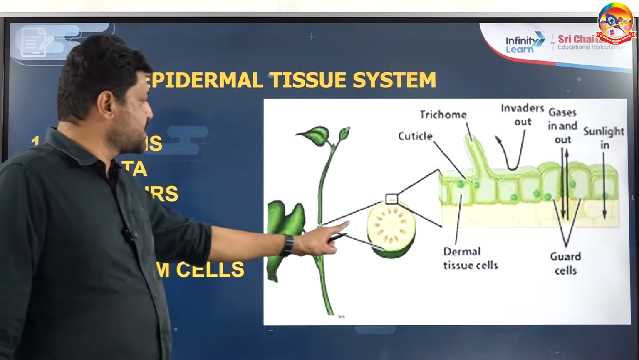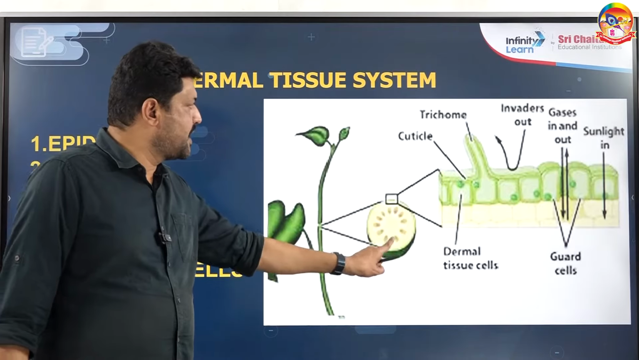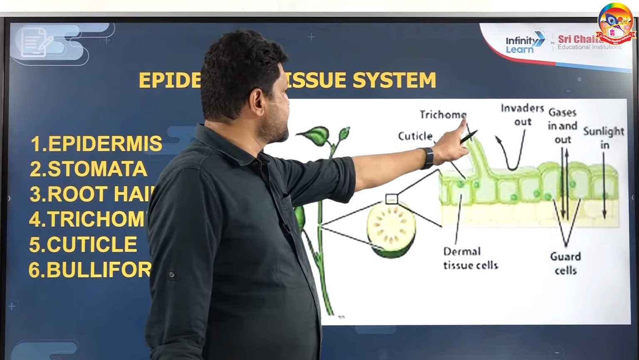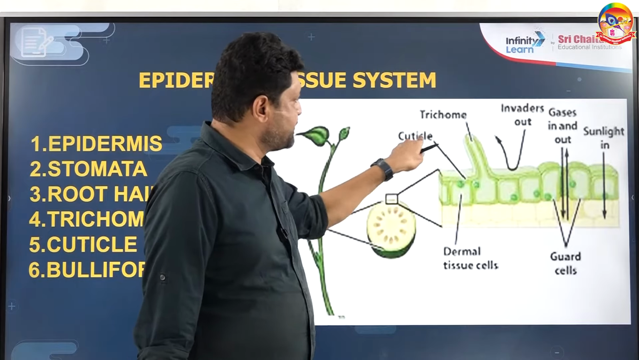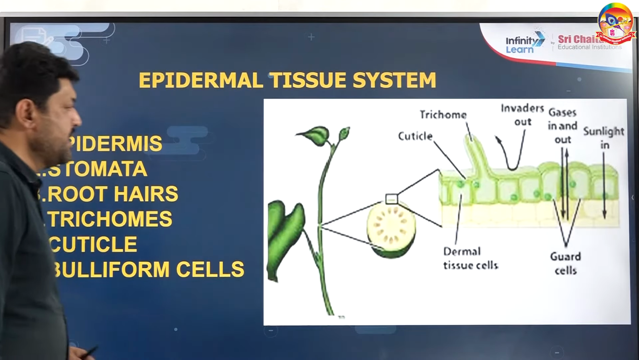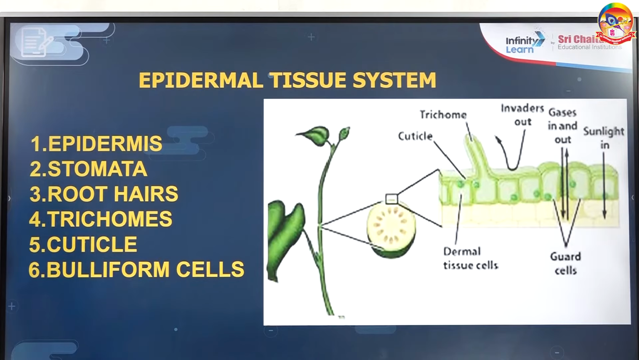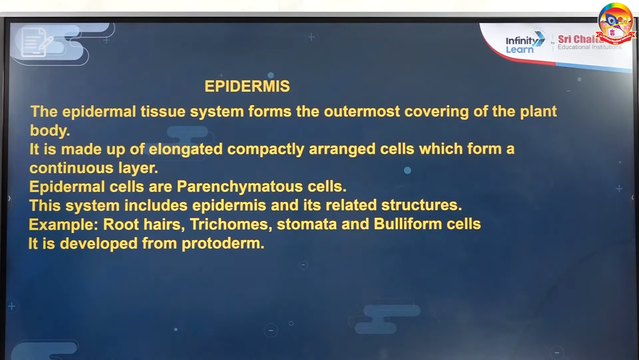See, this is the stem, and the stem is cut into a circular part, and this is a trichome, a multicellular structure, and a waxy layer, the cuticle, is present. Clear? And some stomata may also be present. Let us discuss first about the epidermis. The epidermal tissue system forms the outermost covering of the plant body, whether it is a root, a stem, or a leaf.